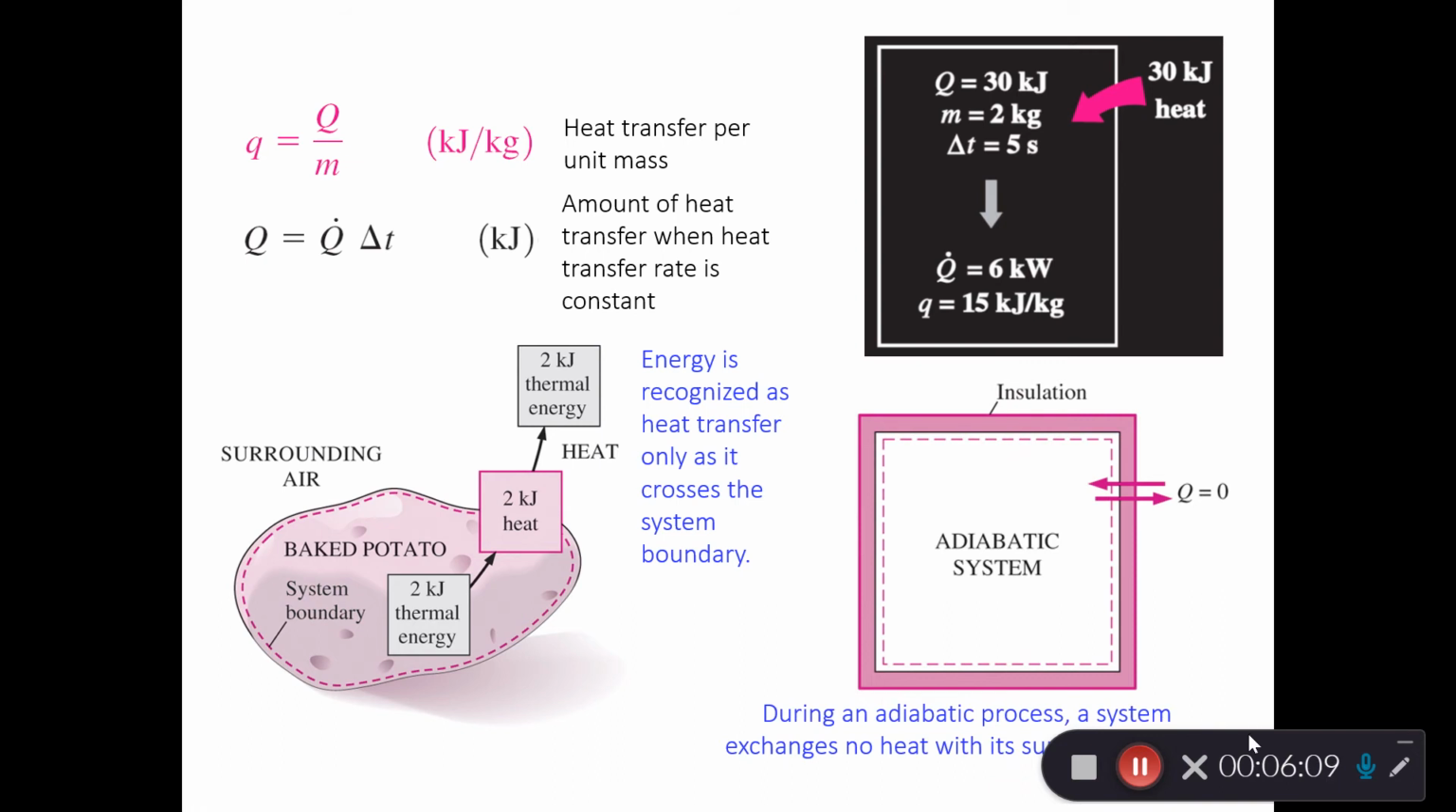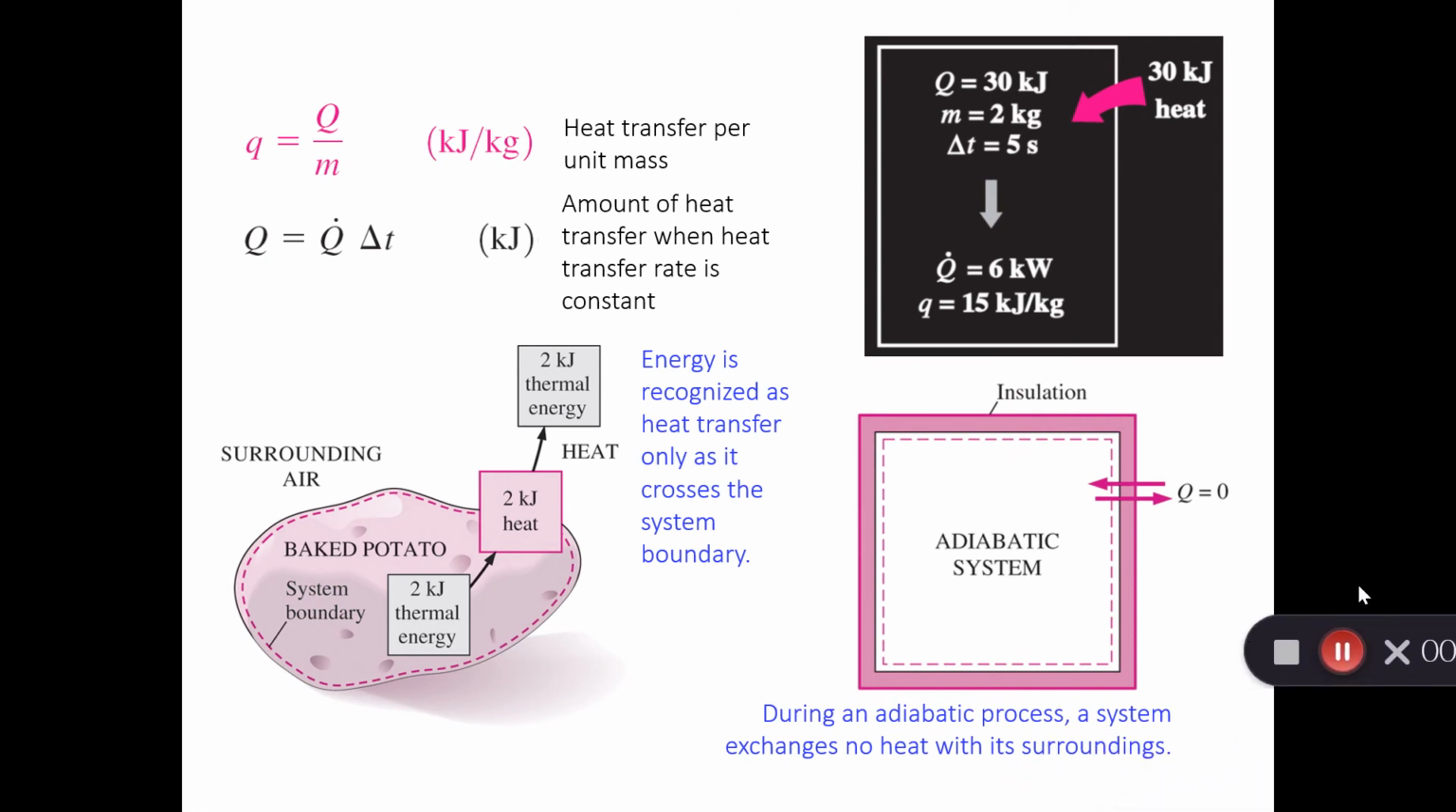Okay, something very special here. I need you to write this down in colored letters if possible in your notebook. The adiabatic system. The word adiabatic here you need to remember. Adiabatic process means that in this process there is no heat transfer at all. So adiabatic equals Q equals 0. So heat transfer is not something we can help.